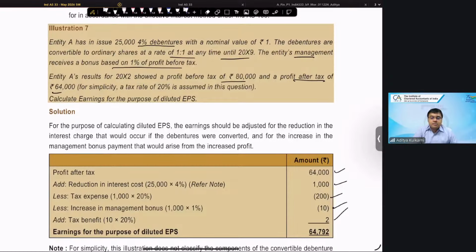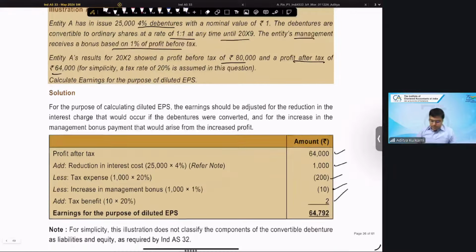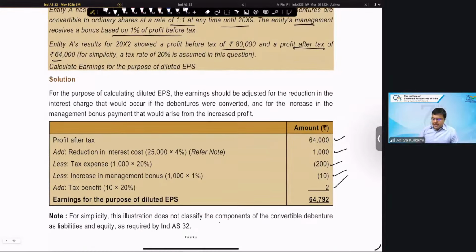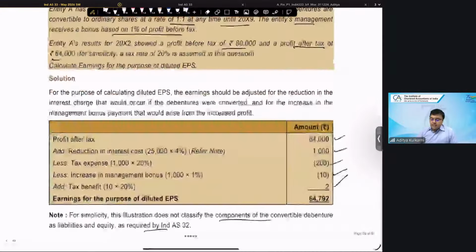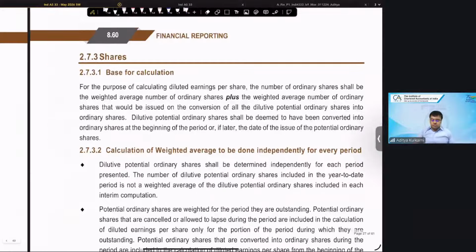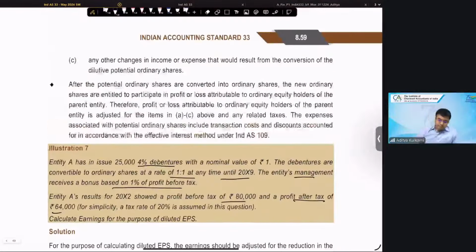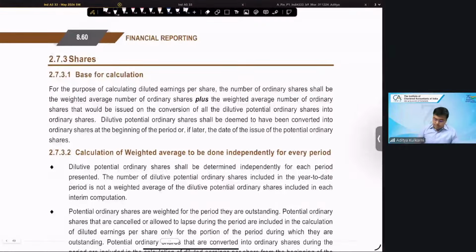Karthik, Shailender, Ishant, yes? Okay. Only one thing is there. Here, we do not treat the convertible debenture as liability and equity components, as required by Ind AS 32. So that is not considered. We have done a straightforward calculation because here the intent is not to deal with financial instruments. It is to ensure you get your Ind AS 33 concepts strong. So that closes illustration 7. Fine. Next.